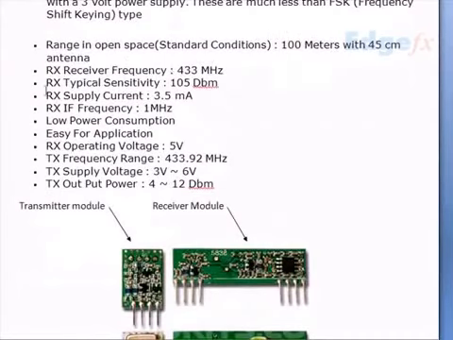RX is this frequency, with a typical sensitivity of this, RX typical current is about 3.5 milliamperes, and RX IF frequency about 1 megahertz, and low power consumption. For application, RX operating voltage is about 5 volt, whereas TX operating voltage is about 3 to 6 volts, and the power is about this much.